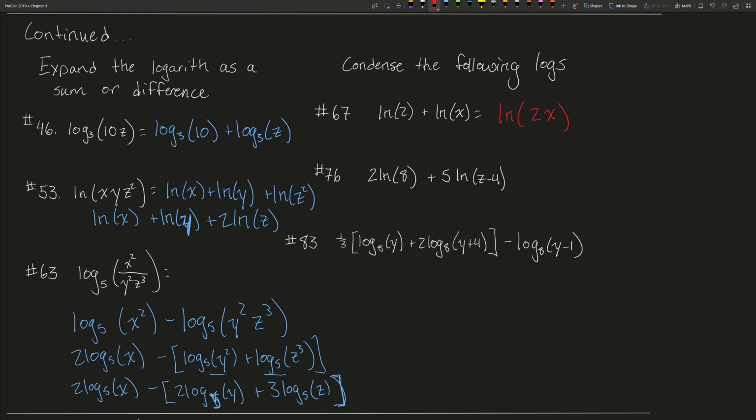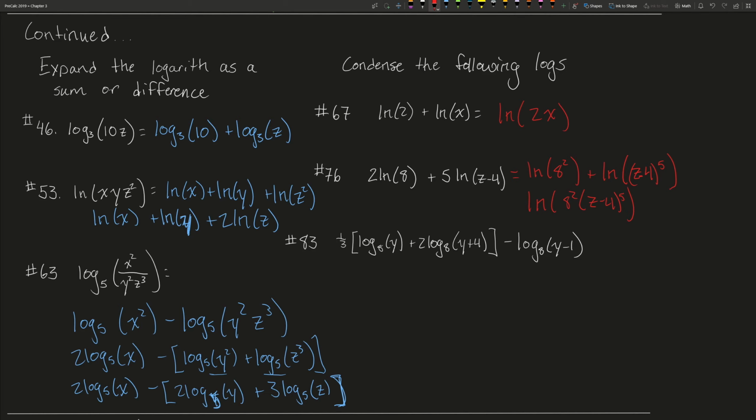Number 76, 2 natural log of 8 plus 5 natural log of z minus 4. The first thing we're going to do is use the power property. So we can rewrite the first part as the natural log of 8 squared, and the second part as the natural log of z minus 4 to the 5th. Now these two things are being added together with the same base, so we can rewrite this as the natural log of 8 squared times z minus 4 to the 5th power.